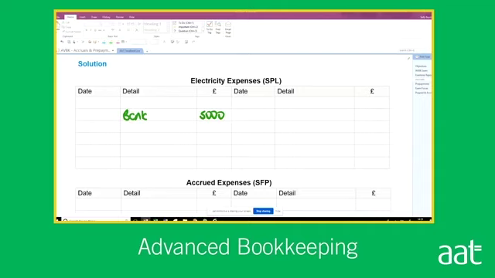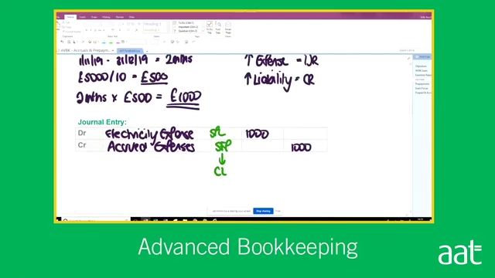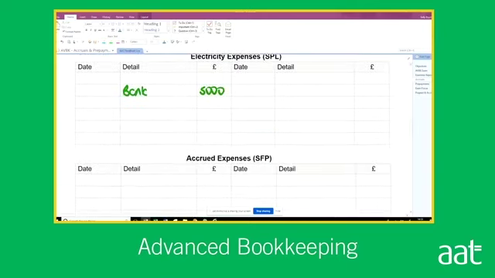What we now need to do is enter the journal entry for the accrued expense. So we've done the journal entry up here. I'm debiting the electricity expense, crediting the accrued expenses in the financial position. In terms of date, this accrual will always happen at the reporting financial year end. So this is the 31st of December 2019, and I've got my accrued expenses of 1,000.